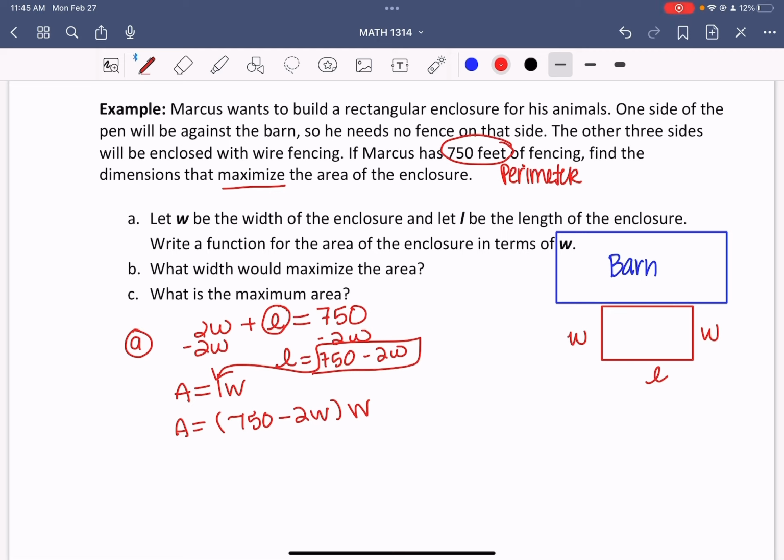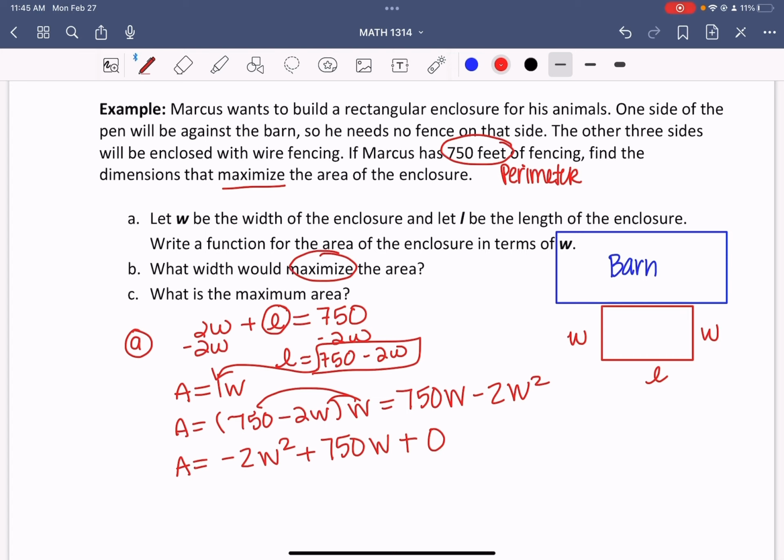And you may have been wondering, why are we even doing this? We've been working with quadratics. Well, when I distribute that into this, that gives me 750W minus 2W squared. And I now have a quadratic. If you'd like, I can put this into that standard form of ax squared plus bx plus c. So it would be negative 2W squared, positive 750W plus 0 if you're looking for that c value. So in B it says, what width would maximize the area?